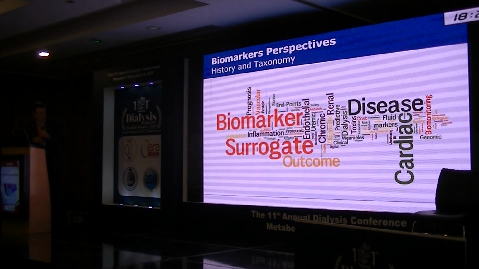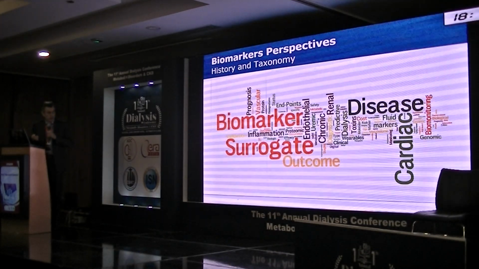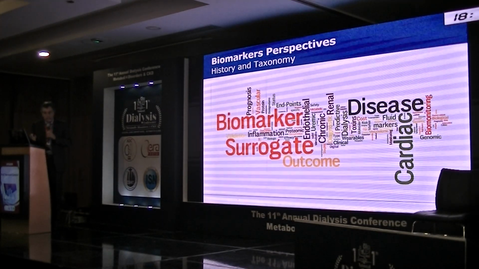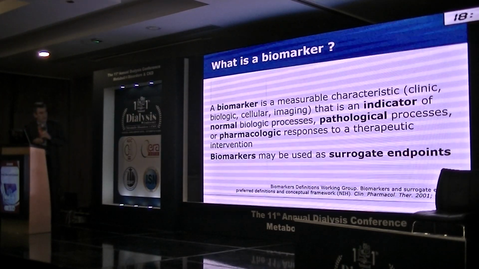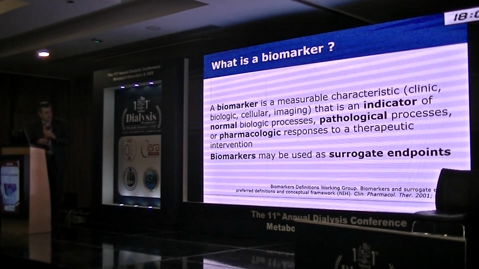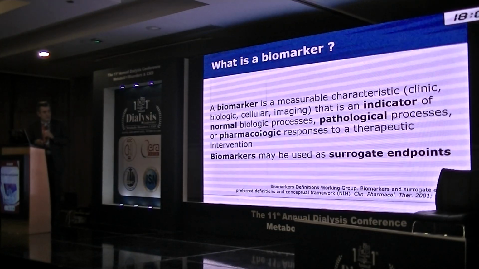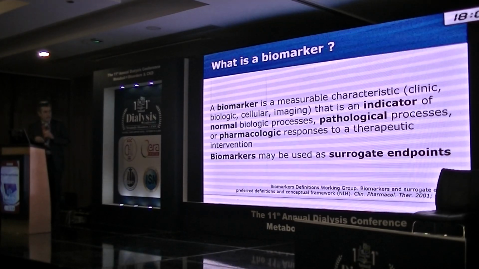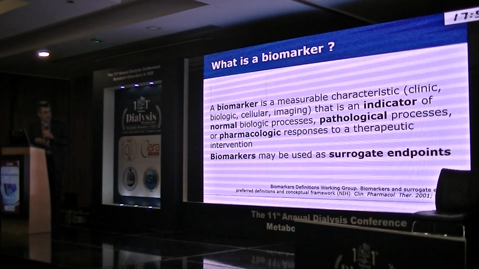So the idea is, of course, that a biomarker is a surrogate for the outcome of the patient and a surrogate for the risk of the patient. I will show you in different elements. The point is you have to understand the biomarker is a measurable characteristic. It's not necessarily a biomarker in terms of a lab test. It could be any indicator of pathologic or pharmacologic processes.